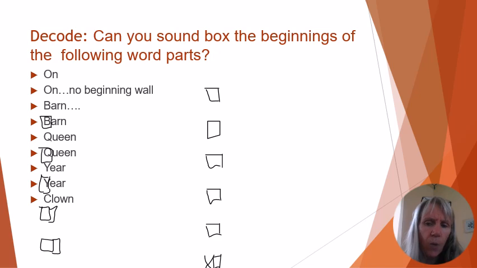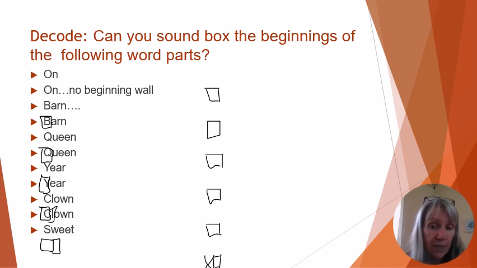What about clown? Clown. I'm hearing k and l, so what do I do? I sound box the C because it's making the k sound. I sound box the L because it's making the L sound. Two phonemes, two graphemes represented by two different consonant letters. What about sweet? Sweet. Again, when I look at the word, I see two consonants representing two graphemes, representing two phonemes. So I put a box around the S and a box around the W.